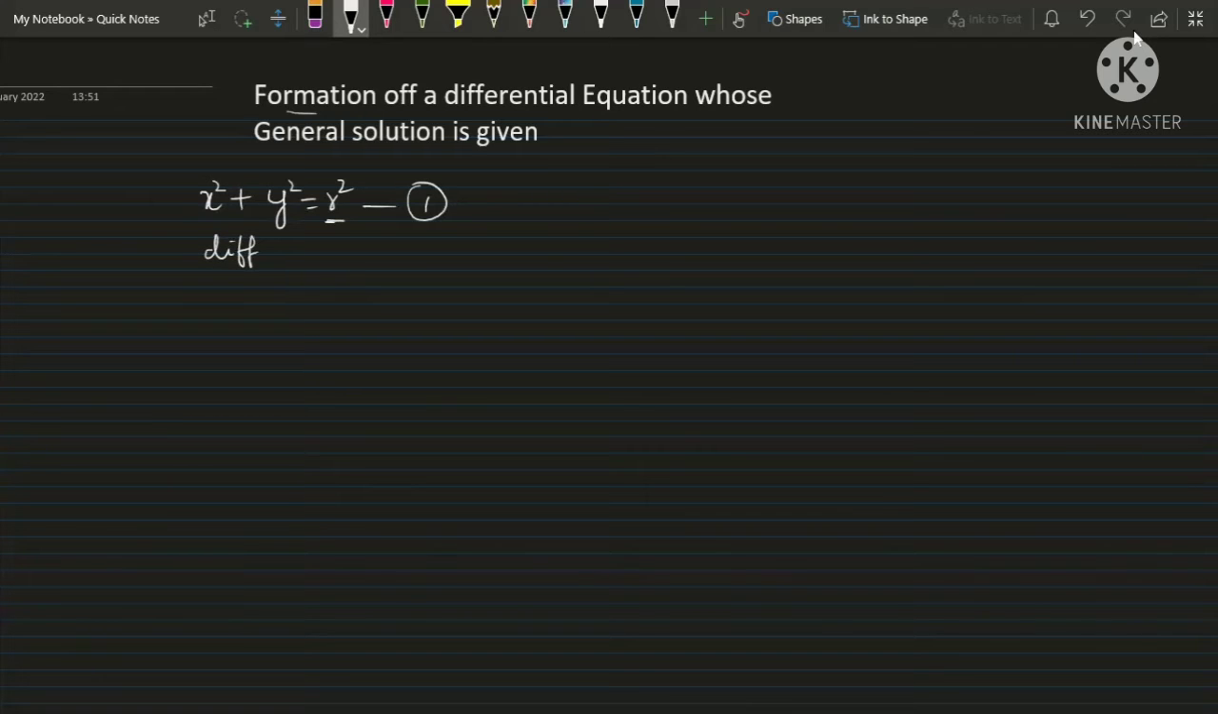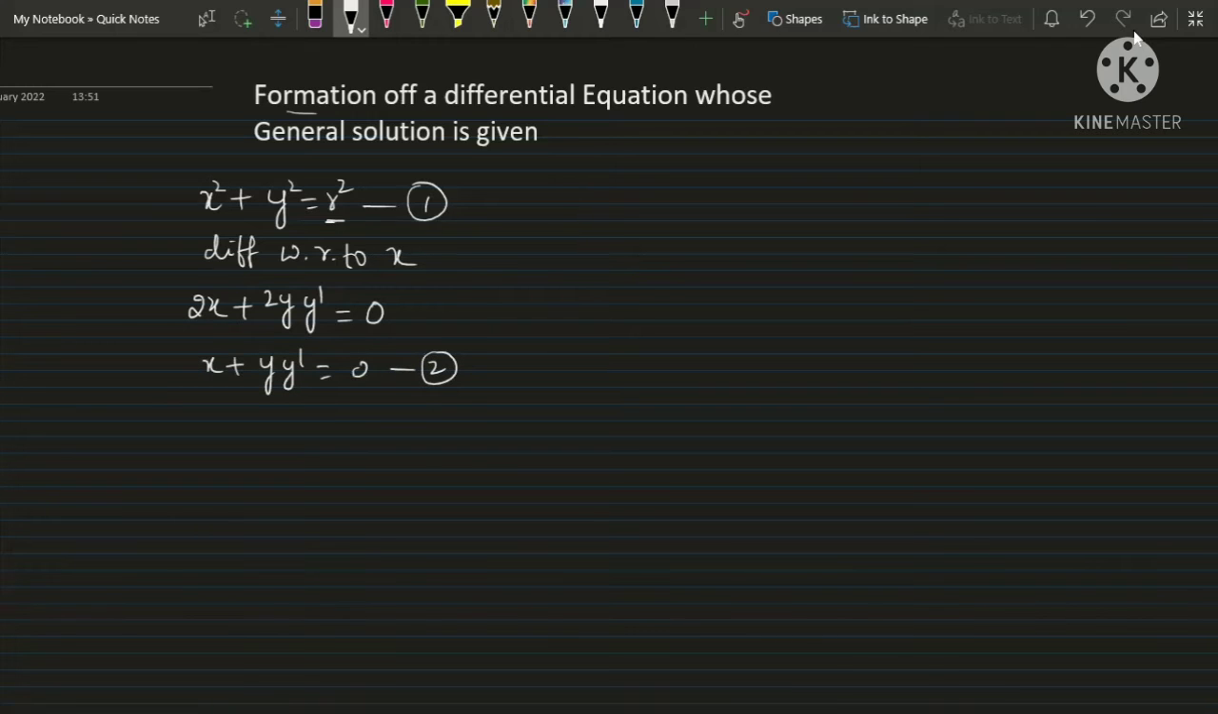Differentiate with respect to x. What will we get? 2x plus differentiation of y square is 2y, again differentiate y, that is y dash, is equal to differentiation of r square. That is a constant, that is equal to 0. Now I will take 2 common, that is x plus y into y dash is equal to 0.